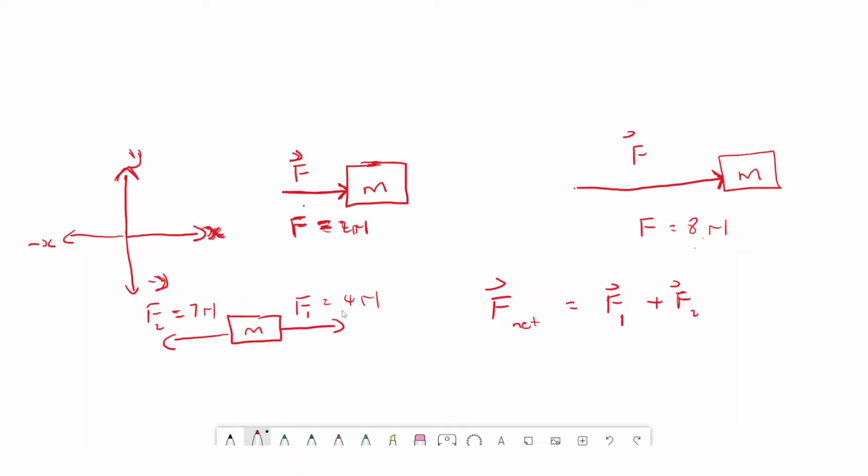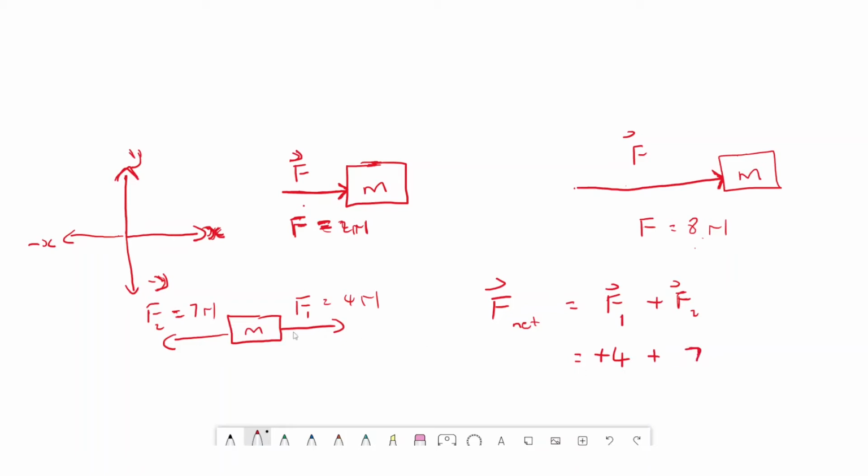So if I look at these two forces, the magnitude of F1 is going to be 4. Now the direction of F1, is it positive or negative? It is positive. I'm going to write it as plus. Now F2 is 7.